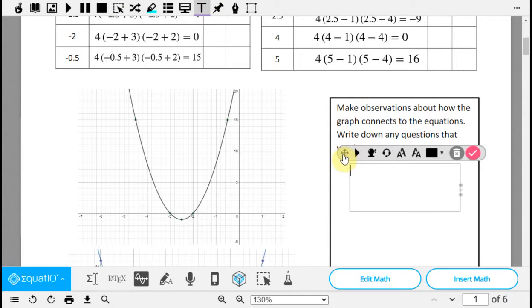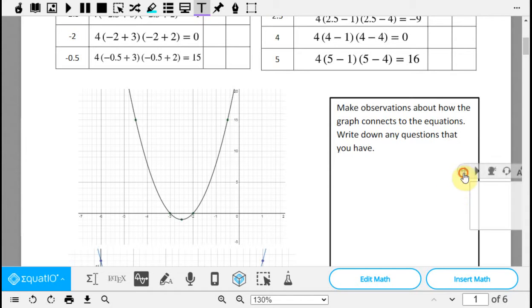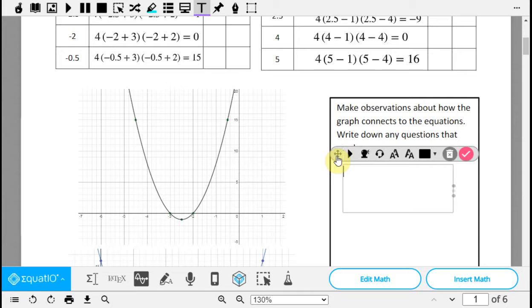So we're just going to make some notes here to ourselves. The values repeat themselves. The values repeat on either side of the vertex.